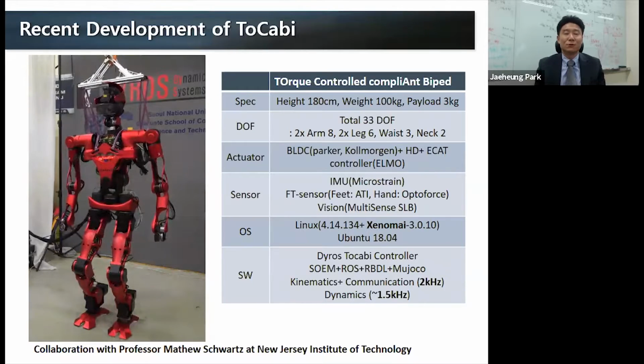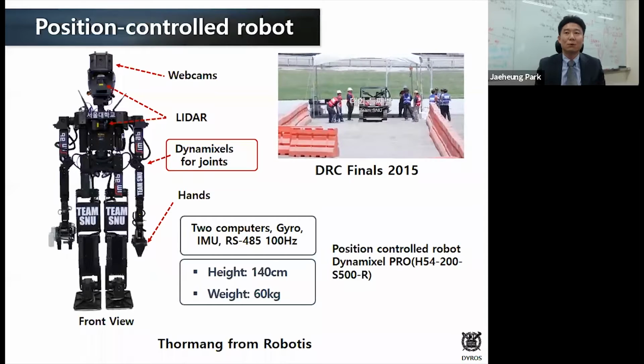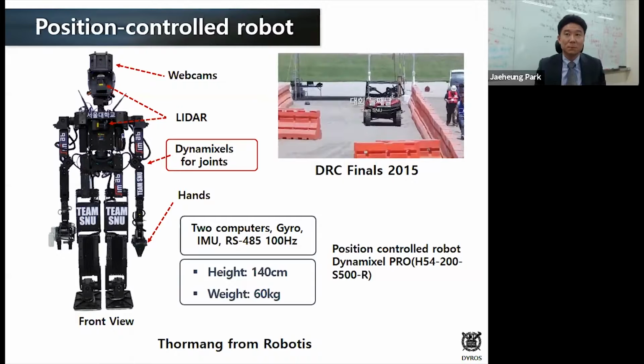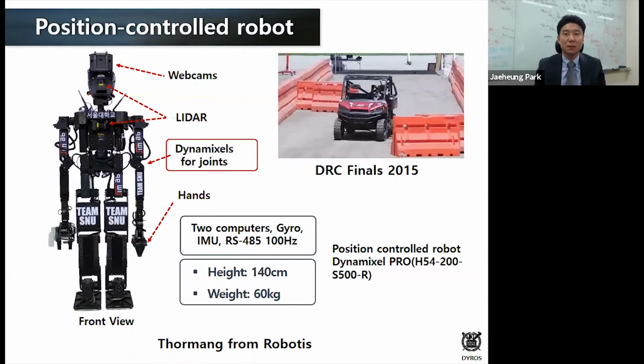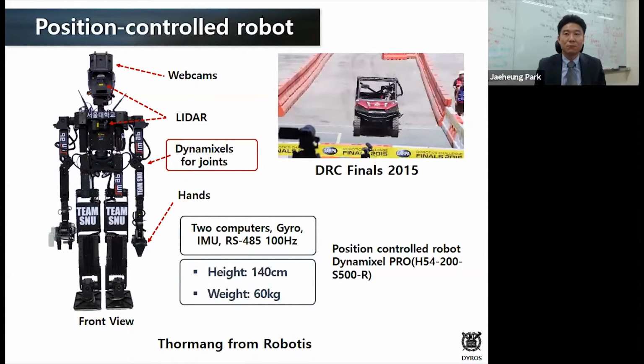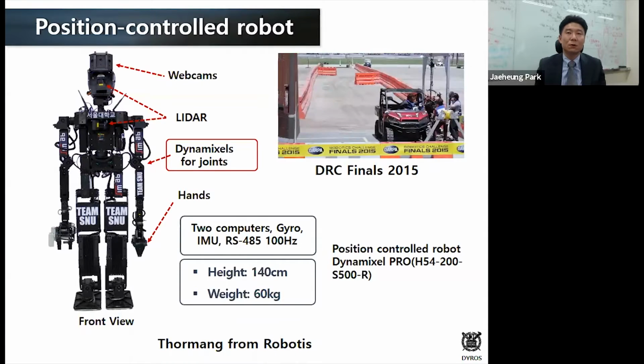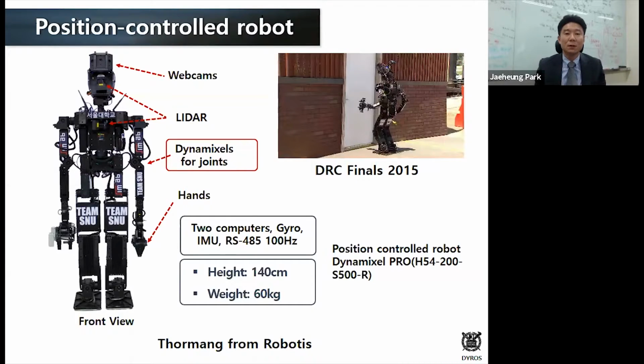Another interesting research experience that I want to share with you today is using a position control robot. So when we participated in the DARPA Robotics Challenge finals in 2015, we didn't have a torque control robot. So we had to use a position control robot called DRC-HUBO from Rainbow Robotics.